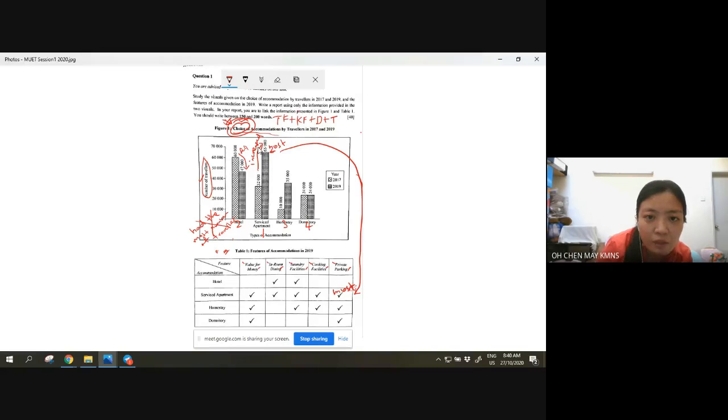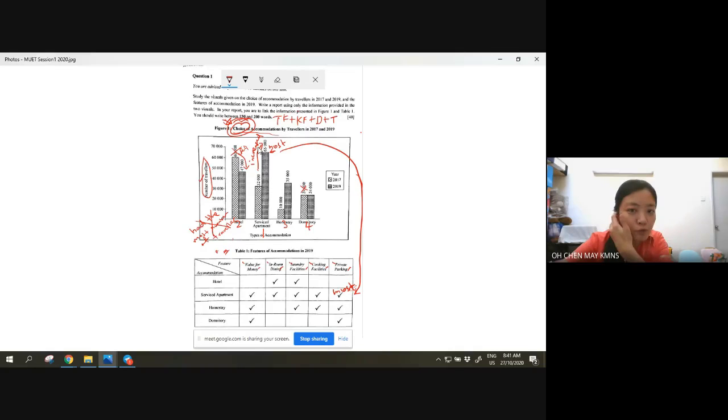If you don't want to, you don't have to talk about 2017 yet. Don't focus on 2017 yet. Although it's earlier, you're afraid that there's not enough space. So you can focus on 2019 first. You can say that in 2019, the number of travelers who chose hotel were 47,000, which was more than dormitory. You want to try to find the connection here. So you can say 47,000, which was more than dormitory, although both of them had the same number of features, two features.